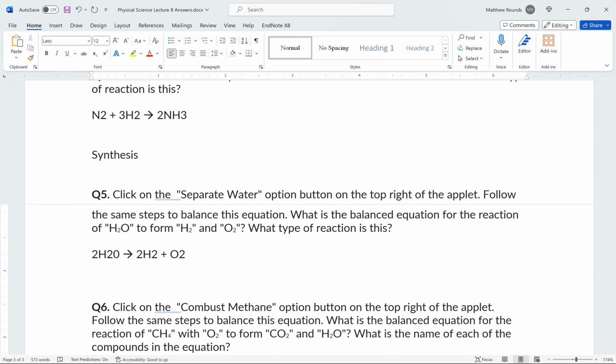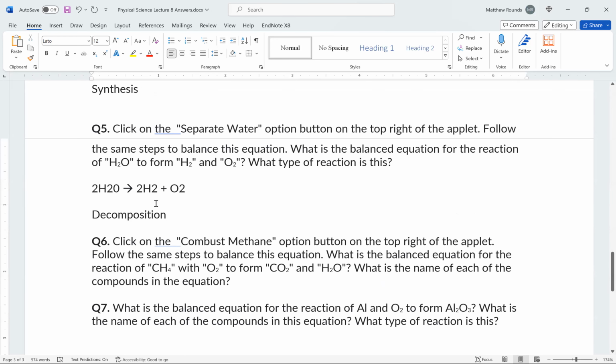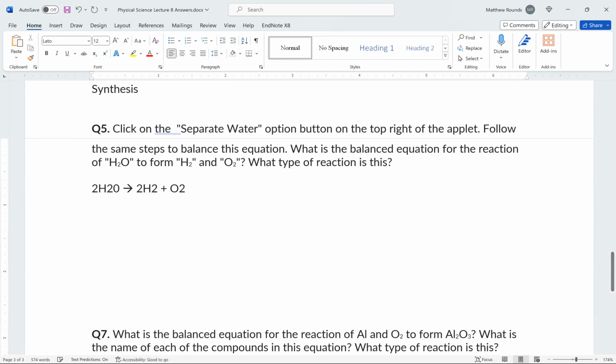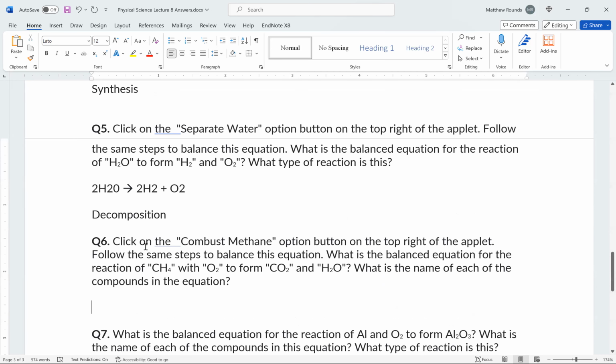All right, so this is the AB forms A plus B. Could you tell me which one that is from the notes? That's decomposition. Decomposition. There's a slight difference. Composition, decomposition, right? Got it. Good. All right. Good job on that.